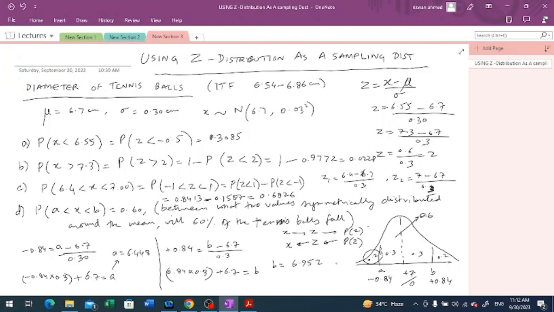So this is the use of the z distribution with all the possibilities whenever we are picking up only one observation from the population and referring to that value as x.